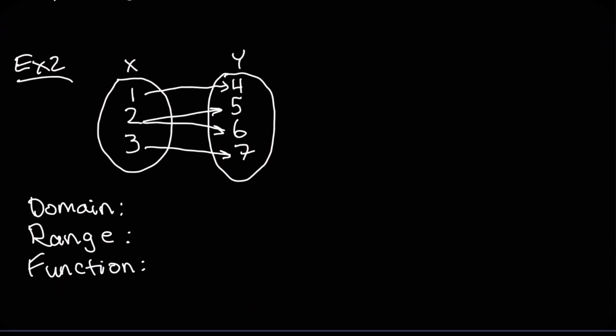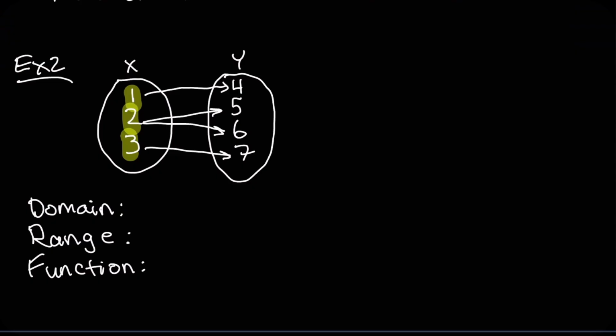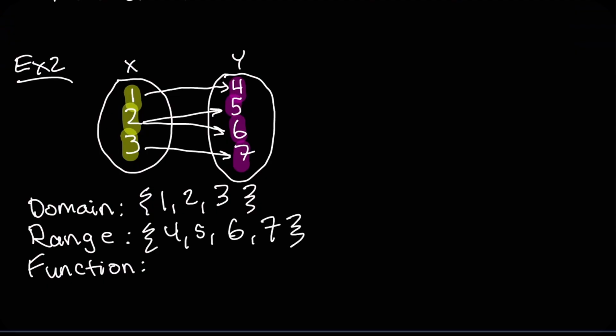For example 2, again, what are our x values? Our x values are 1, 2, and 3, and our y values are 4, 5, 6, and 7. So go ahead and write those out. 1, 2, and 3, and then your y values of 4, 5, 6, and 7. Now one thing to note here, look and see that 2 maps to the 5 and 2 also maps to the 6. So this one's not going to be a function.